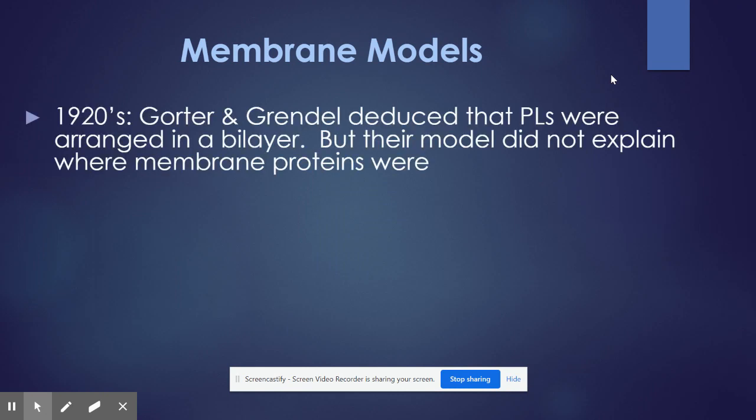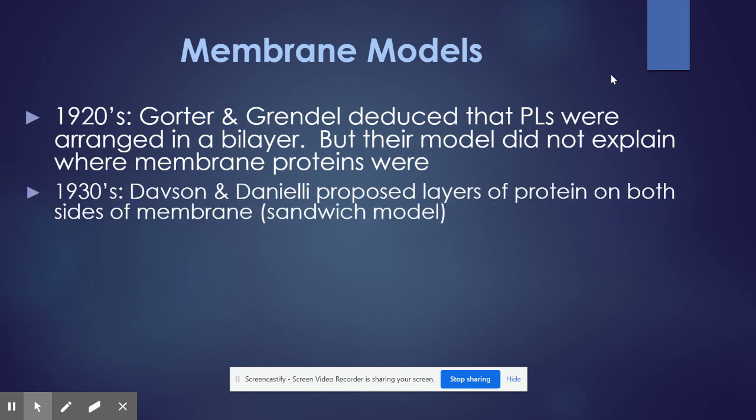So let's look at some membrane models. In the 20s, Gorter and Grendel deduced that phospholipids were arranged in a bilayer, but their model did not explain where the membrane proteins were. So this section's all about trying to find out where those membrane proteins are.